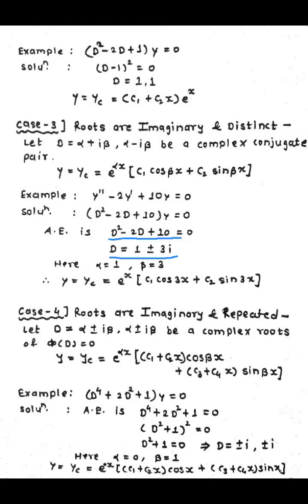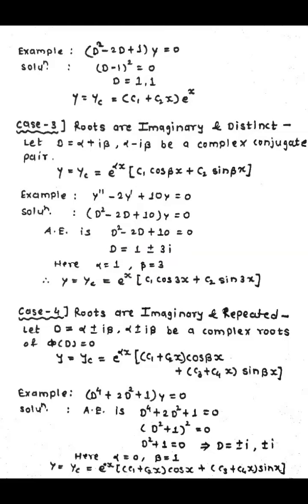The roots are complex, and are written in this form: 1 plus minus 3i. If one root is plus, then in a complex number the complex conjugate always exists. So it is 1 minus 3i. So here alpha value is 1 and beta value is 3. So we write the complementary function in this form: e raised to alpha x into bracket c1, beta value is 3, so it is cos 3x plus c2 sin 3x.